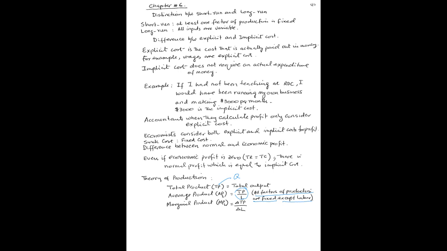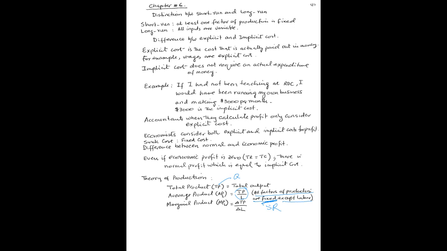The moment I said that all factors are fixed, this word fixed means I'm talking about the short run. So this is the short run. How do I know it's the short run? In the short run, you always have fixed factors of production, not all of them, at least one. But in this example, I'm assuming that labor is the only variable input, and all other factors of production are fixed.